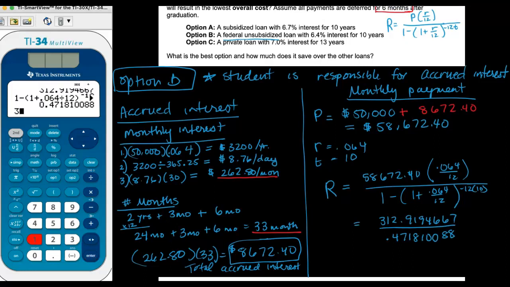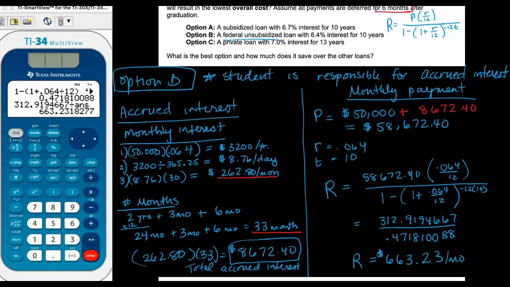So I'm going to just punch in that top number, 312.9194667, and you can divide, you can type this bottom number in, or you can hit second and then that answer button, and it will automatically just take that answer from the previous step, and now we've got our monthly payment. So our monthly payment is $663, and if we round to the nearest cent, 23 cents. So this is per month, and so this is more than the last monthly payment.